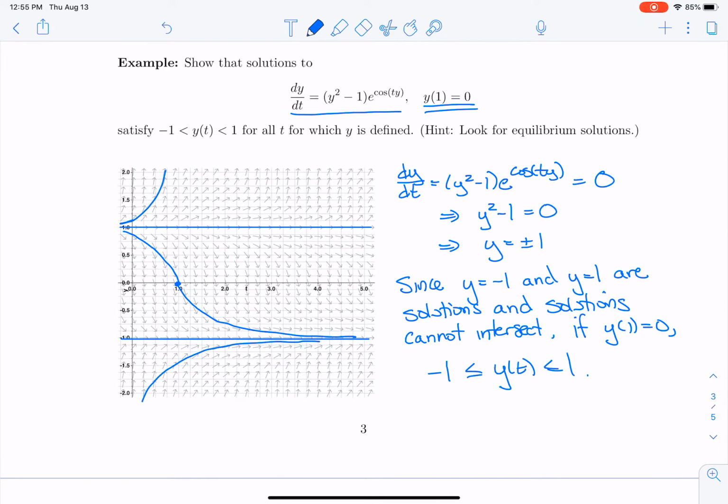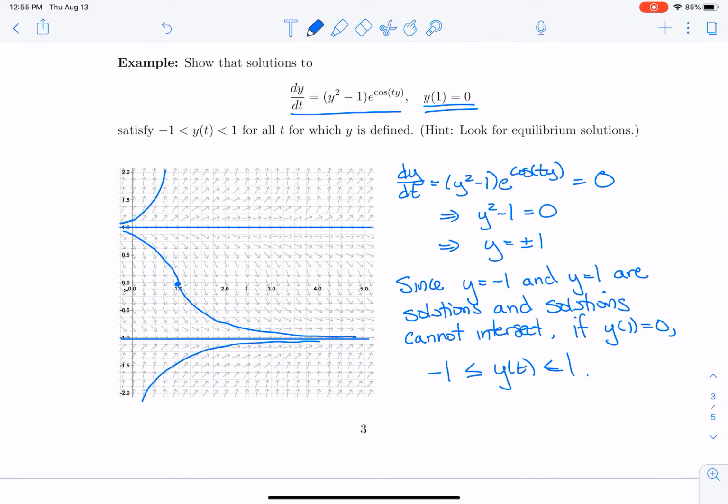In fact, I can add a bunch of solutions on a slope field like this, and you'll see that starting above 1, they remain above 1. In between minus 1 and 1, they remain between minus 1 and 1. And starting below minus 1, they remain below minus 1.